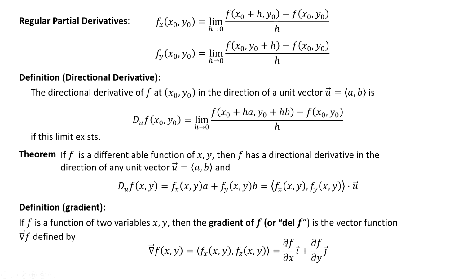Del itself would be partial with respect to x i plus partial with respect to y j, and you typically would say del of some f, like we have here: del of f, which would be partial with respect to x i plus partial with respect to y of j of f, or it can be written this way.